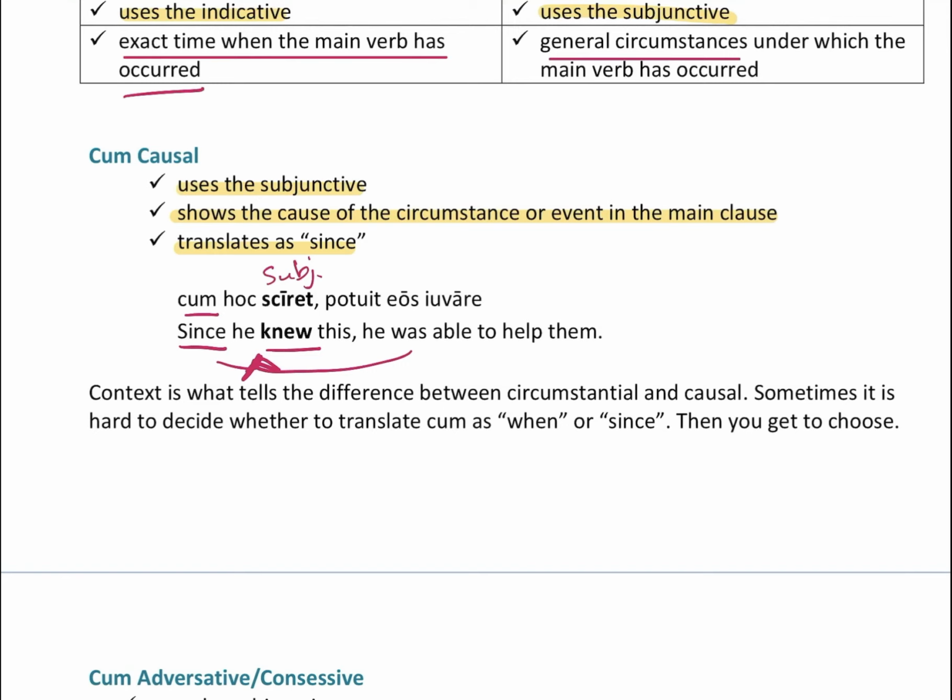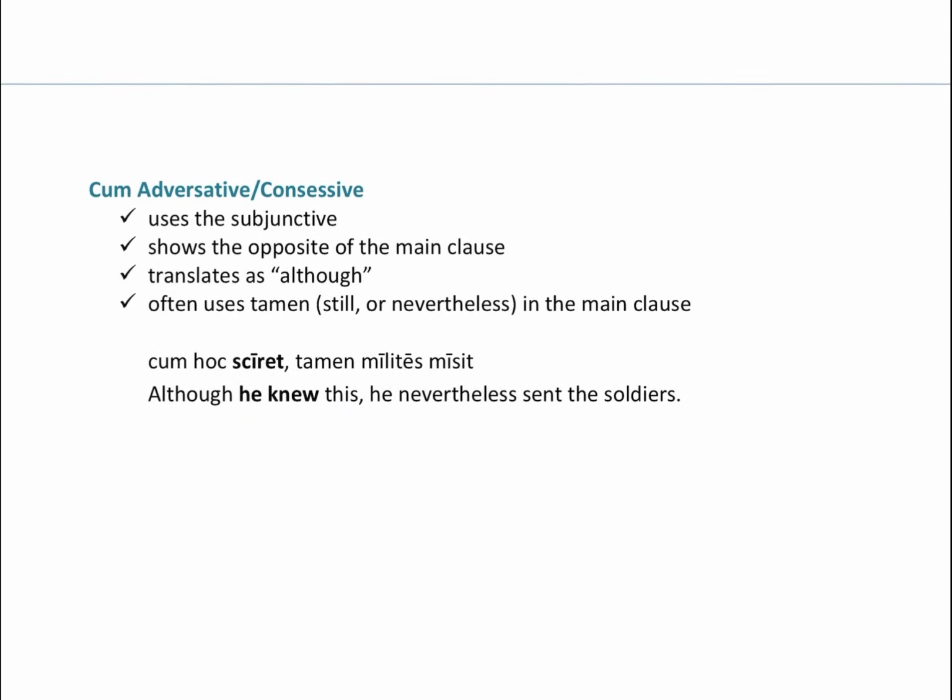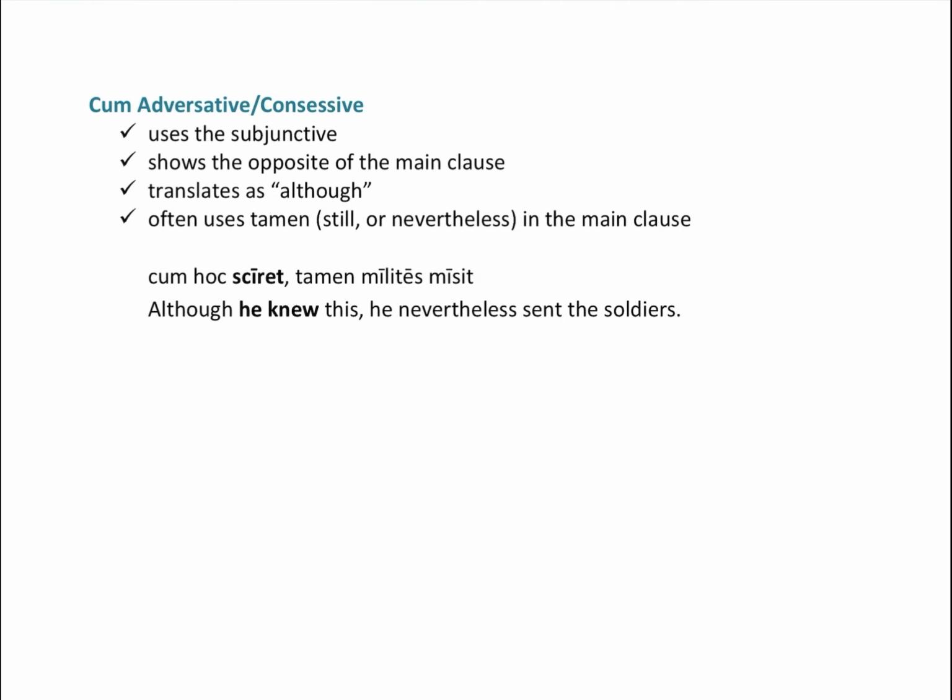All right, last one. Cum adversative or cum concessive. Your book calls this concessive, but it's also called adversative. It's the most rare of all the cum clauses, and this cum clause also uses the subjunctive. So I like the word adversative, think adversary, because this cum clause shows the opposite of the main clause, and it translates as although. Okay, it often uses tamen, which means still or nevertheless, in the main clause.